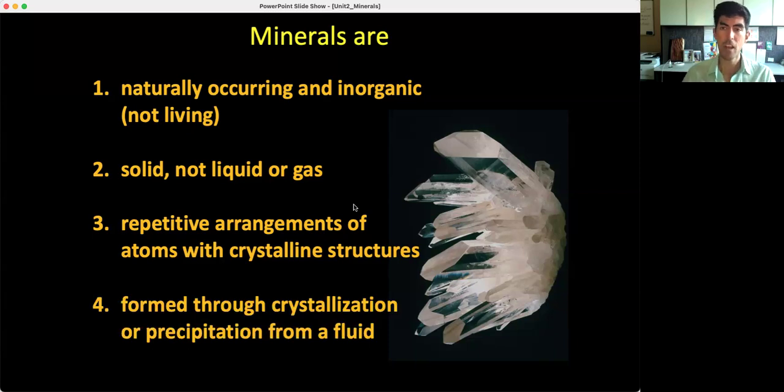And then finally, minerals are formed through crystallization or precipitation from a fluid. So this could look like the crystallization out of a cooling magma chamber, forming a nice, beautiful mineral, or it could look like the formation through a liquid like water. Sometimes minerals can form as those elements are being precipitated out of a solution of water. But in general, we go from a liquid or a fluid and we transition that into the solid crystal structure that we associate with minerals.